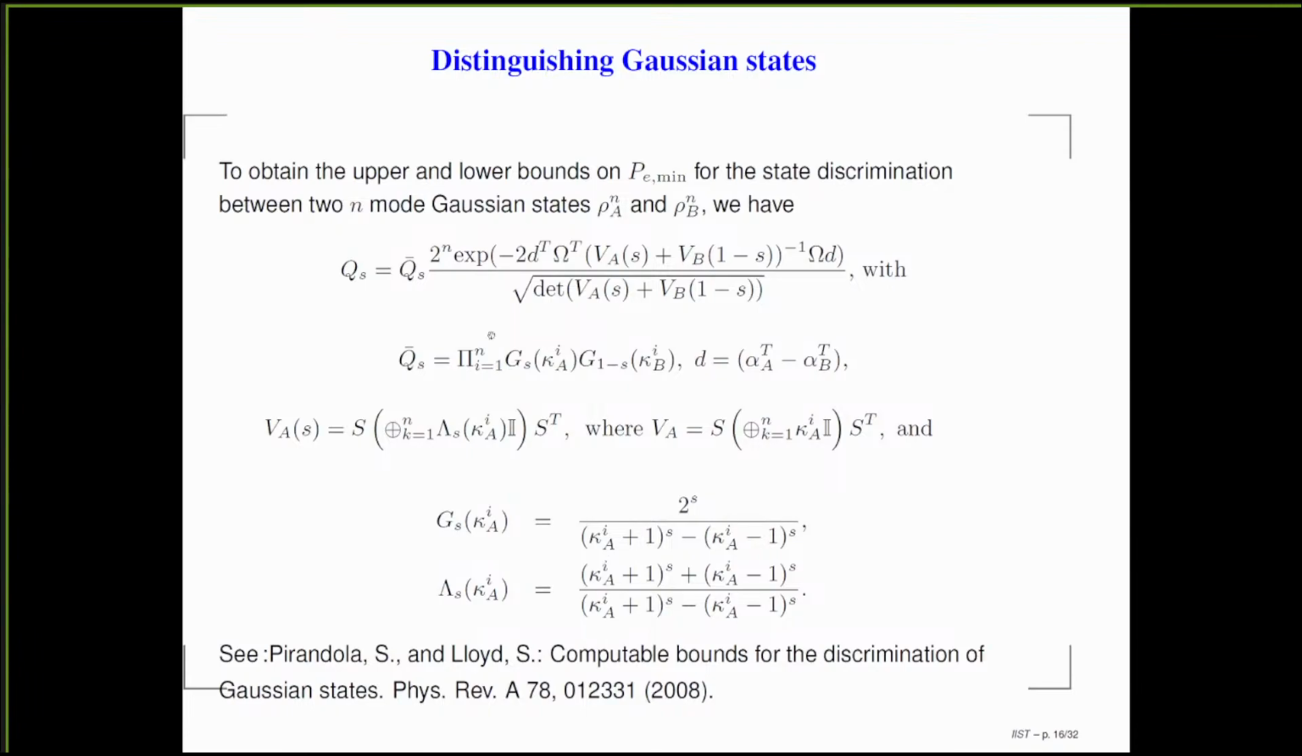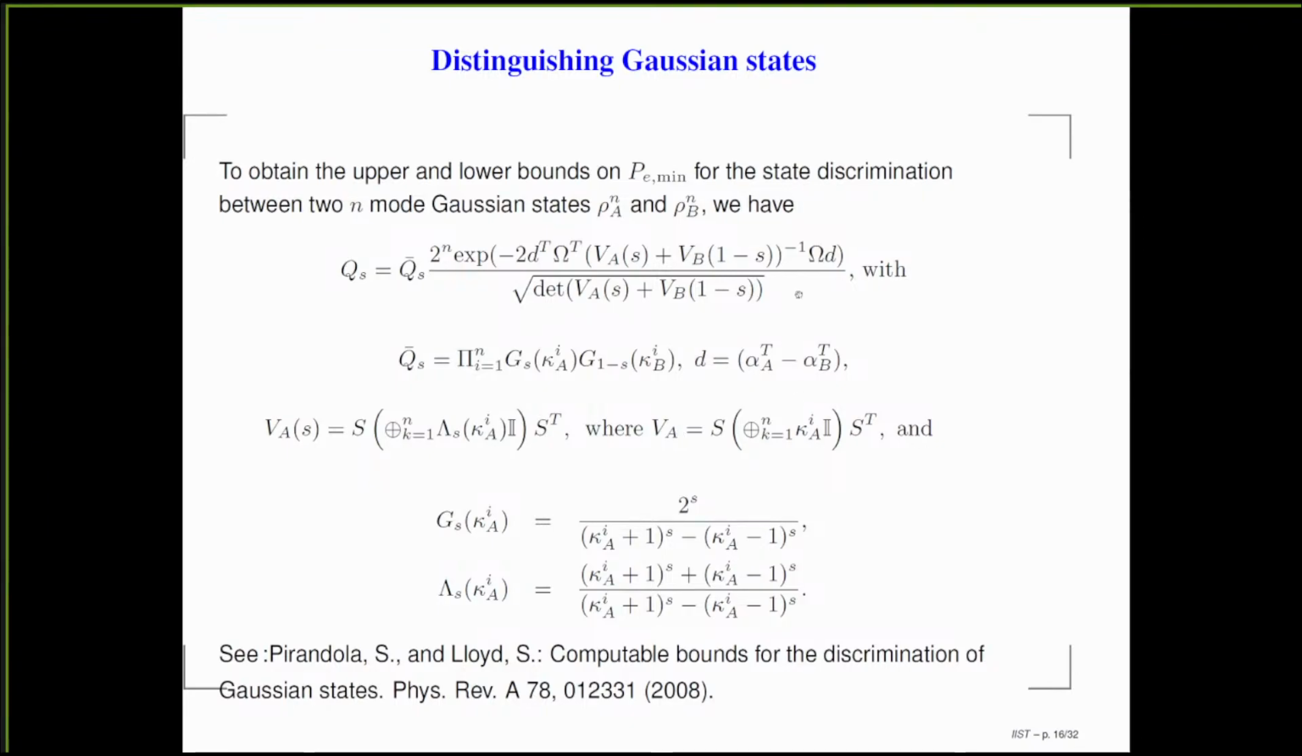What I want to say here is that for two n-mode Gaussian states, you can easily calculate the upper and lower bounds on the error probability. All of this is worked out in this important paper by Pirandola and Seth Lloyd in Physical Review A, published in 2008. Okay, so the idea is we can actually calculate this Q_S using this formula.